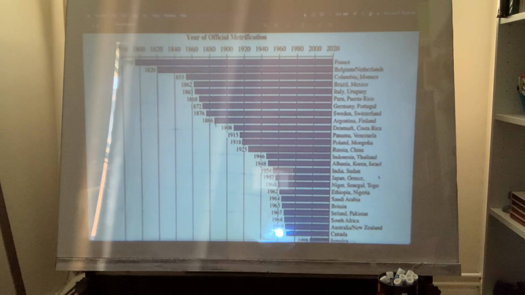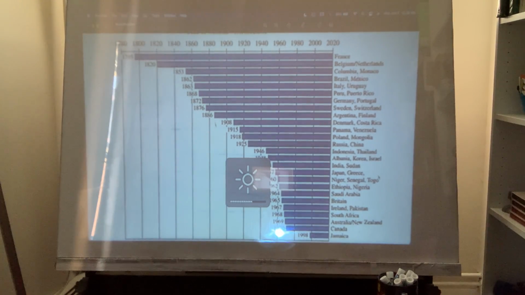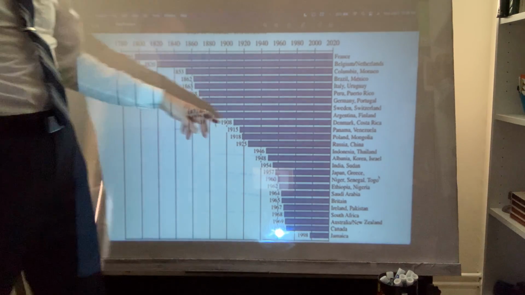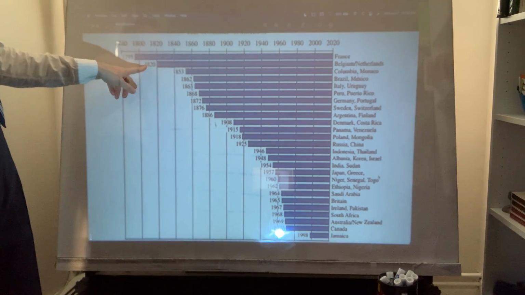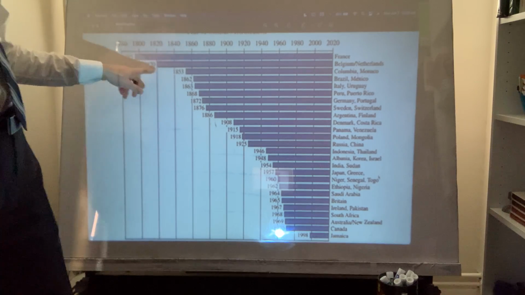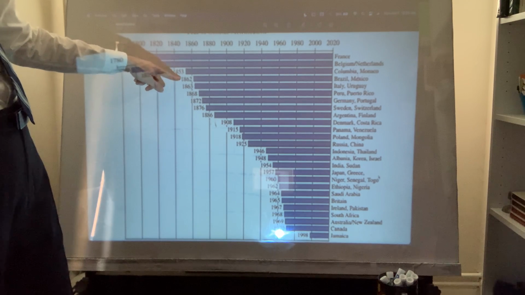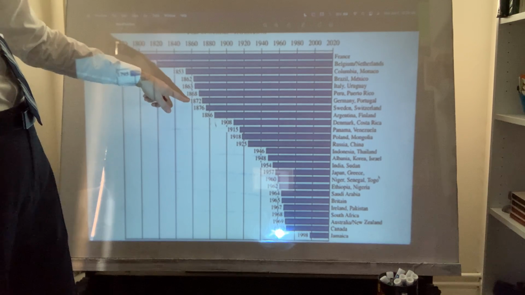Just to show you, here's an interesting table. This is called Years of Official Metrification, by country. Not all countries, of course, but quite a few of them, and the date. It's a bit bright because the sun is coming in early this morning. 1795, you have it where it originates from France. Belgium and Netherlands in the 1820s. Colombia and Morocco, 1853. Brazil and Mexico, 1862. Germany, 1872. They became a country at that point.